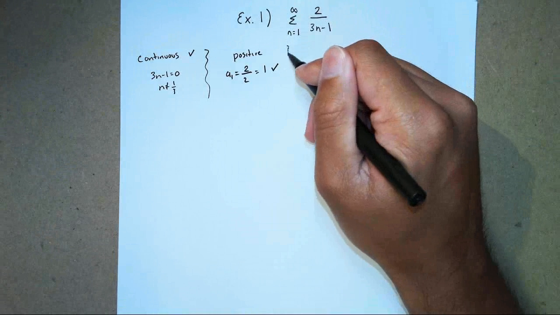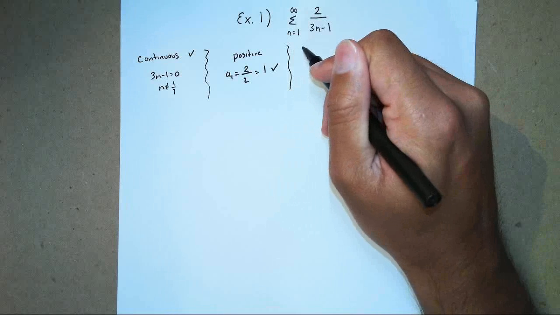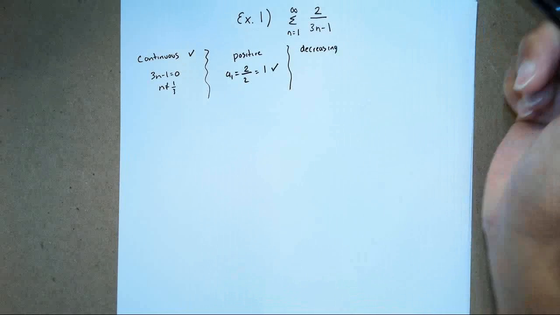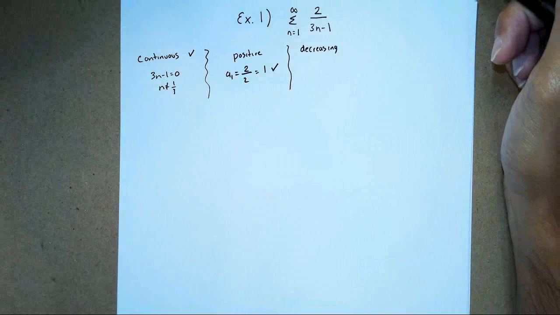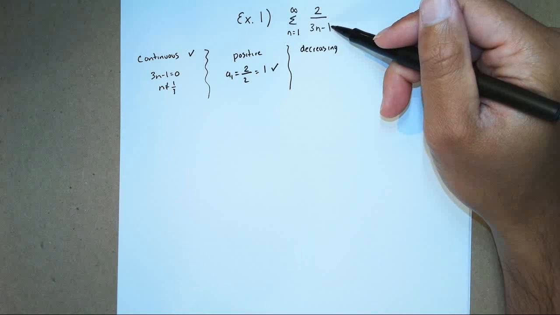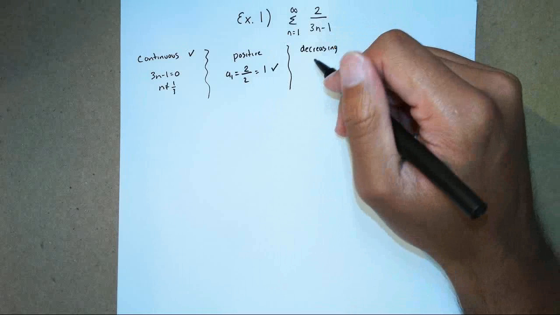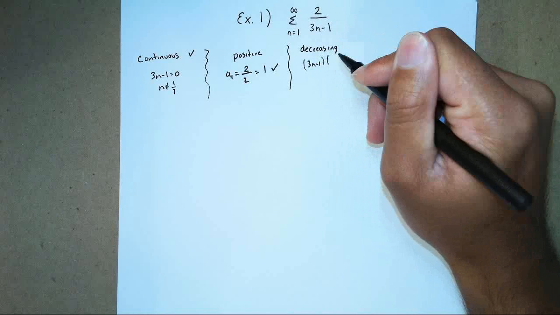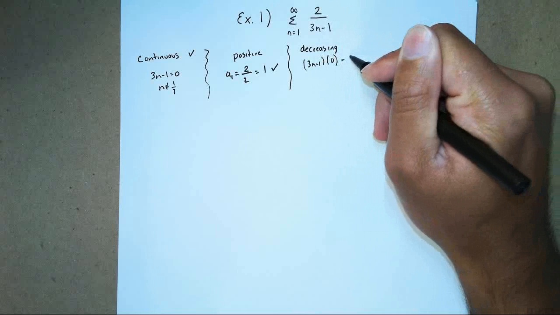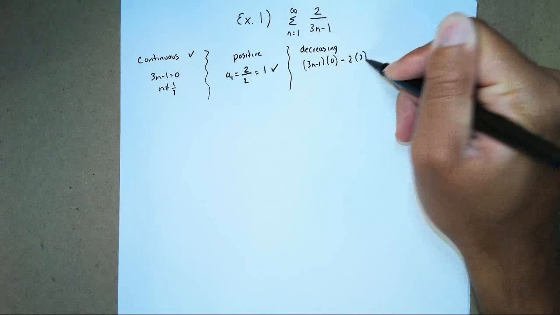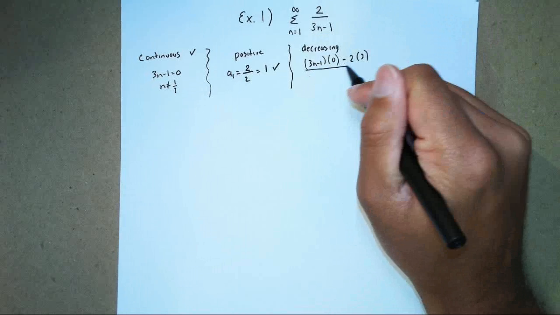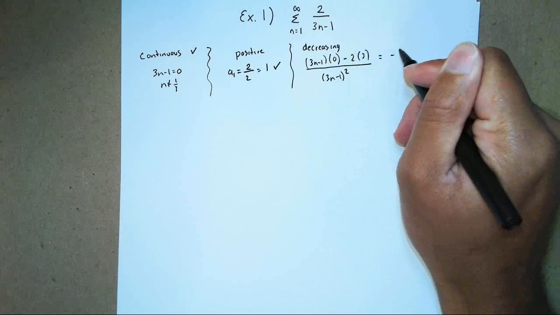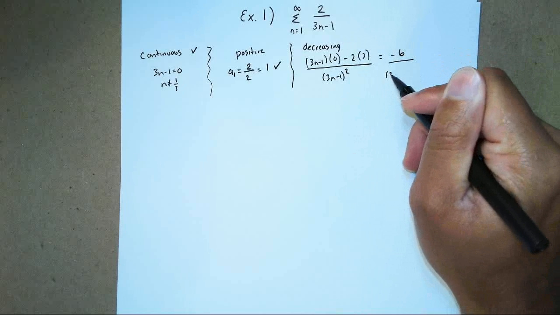Now my last one, the one that's going to give me a little bit of trouble, is, is it decreasing? Now remember what I said before, the only way to determine if it's decreasing is I have to apply the first derivative. Now I can apply the first derivative, low d high minus high d low, which is going to be 3n minus 1 times the derivative of the high, which is just 0, minus the high times the derivative of the low, which is 3, all over low squared. So this is going to give me negative 6 all over my denominator.